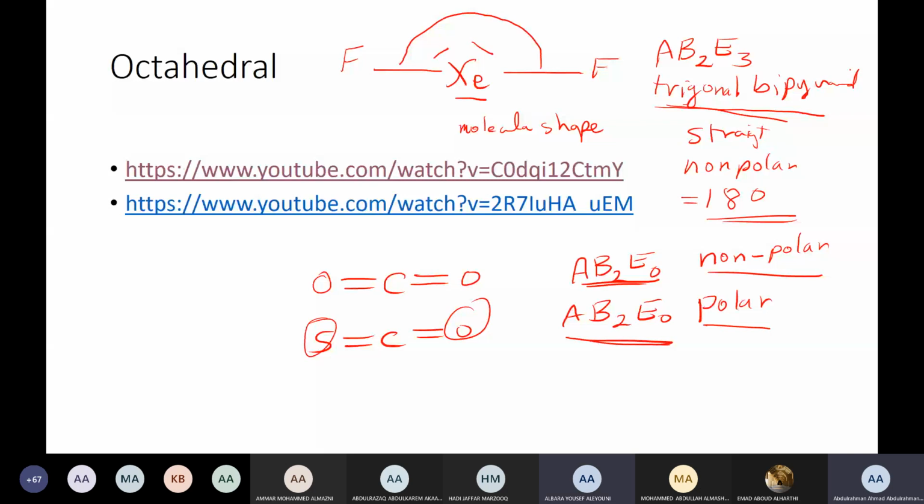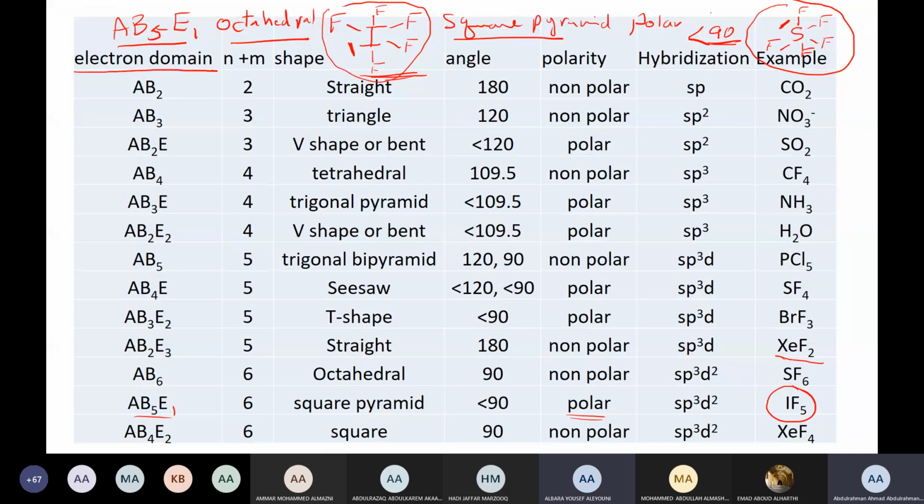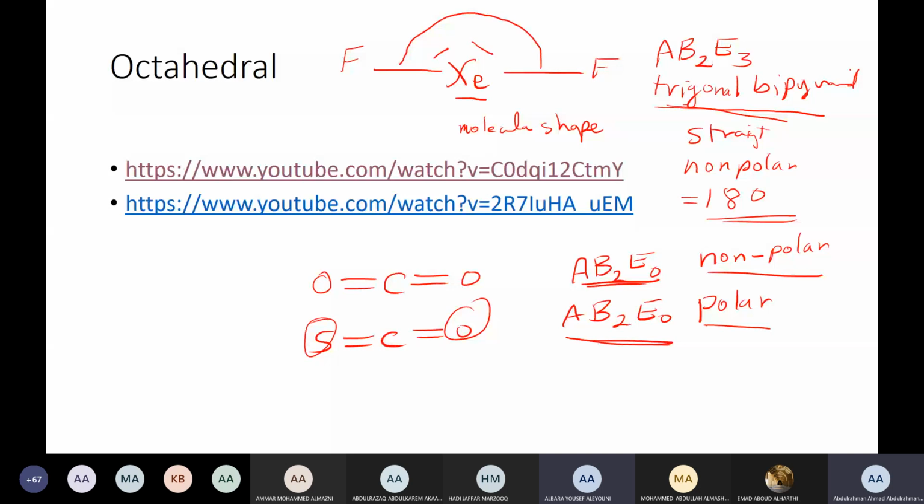Doctor, if we replace one of the F, maybe we put iodine. It will be polar. Come on, we said this many, many times. You mean this molecule? You answer me. Is it going to be polar or non-polar? Polar. Why? Because different atoms, the dipole moment will be different.